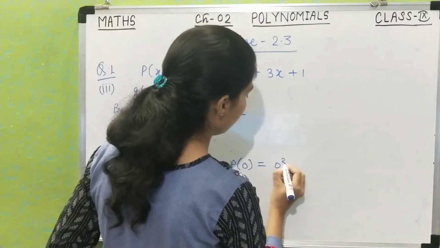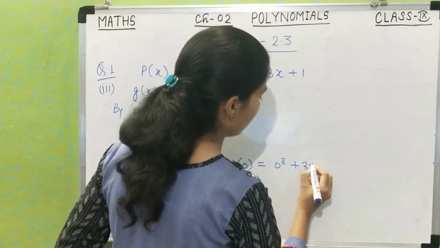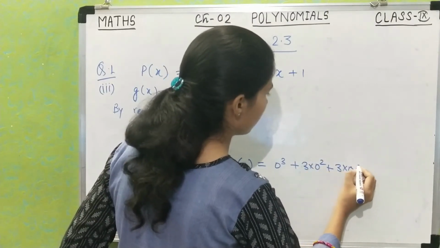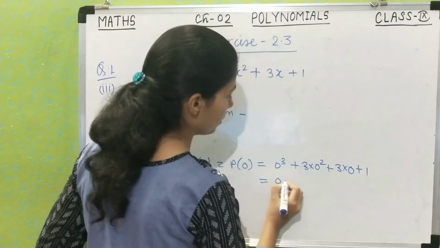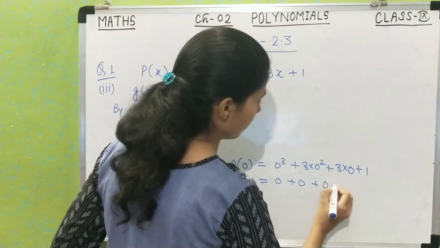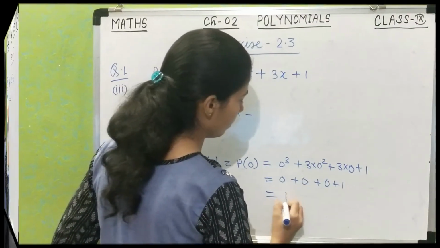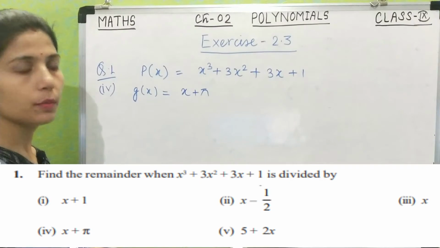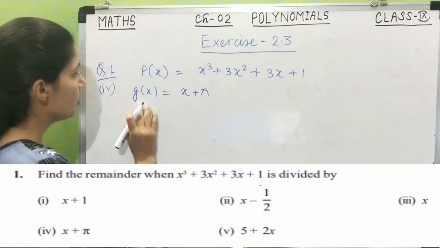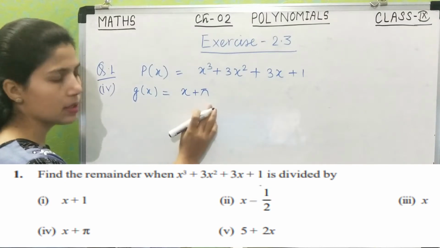So 0 cube plus 3 into 0 square plus 3 into 0 plus 1. So cube of 0 is 0, 3 into square of 0 is 0, 3 into 0 is 0, plus 1. So the remainder will be 1 here. Now the fourth part: the given polynomial is the same, and g(x), the divisor, is x plus 5.